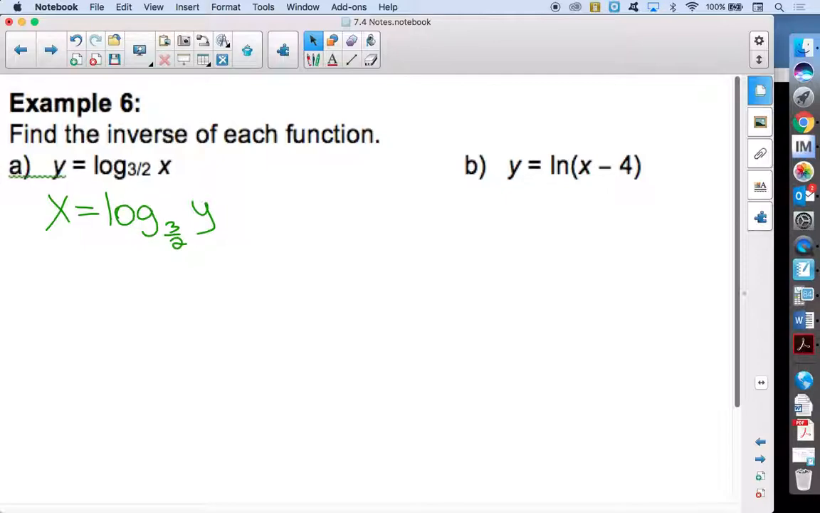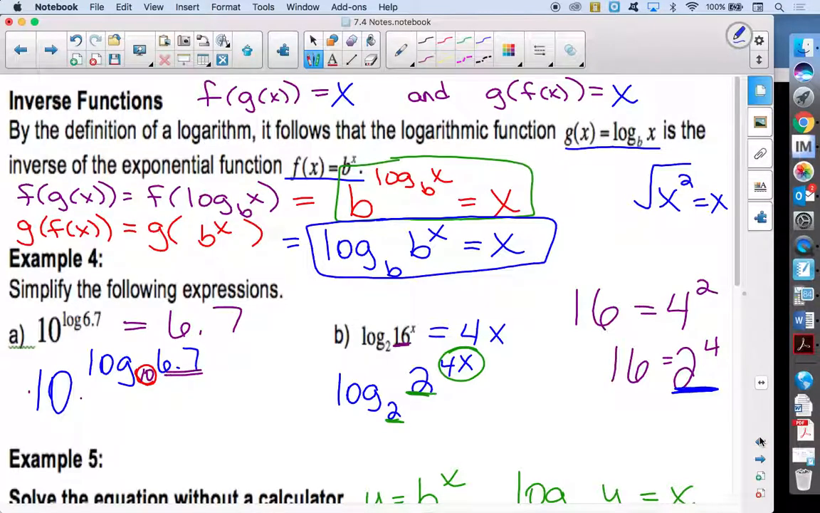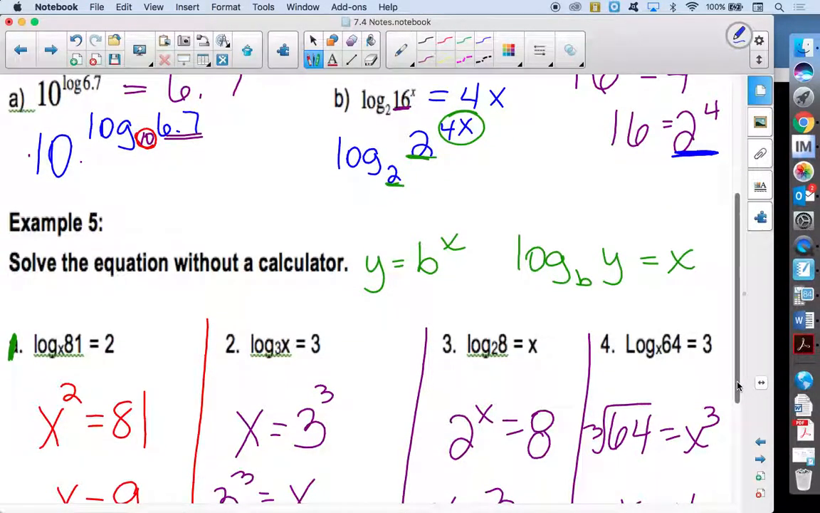So the inverse is supposed to be an exponent because we currently have a log. How could I write this in exponential form? So what would it look like as an exponent? We've got x equals log base 3/2 of y. So exactly like we just did for these last 4 problems, we flipped them. So we switched the way they were written.